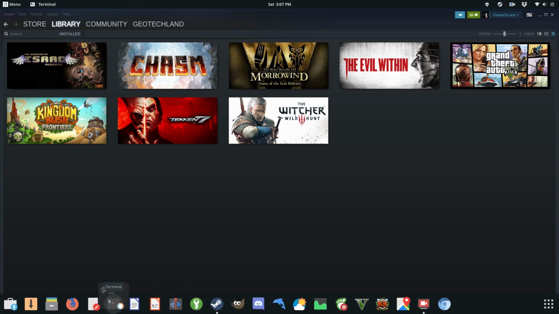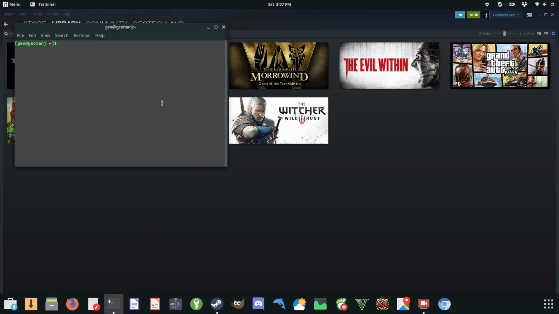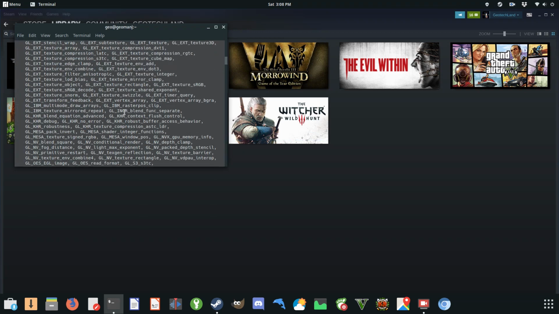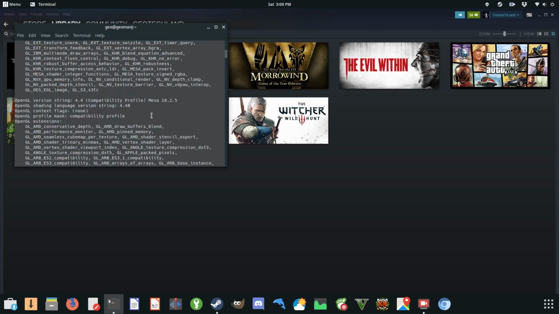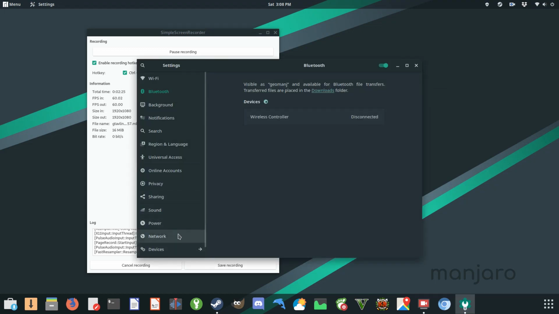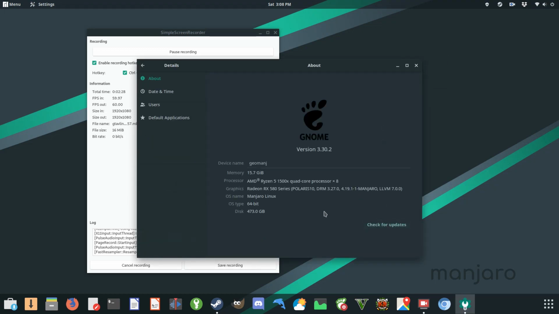And on that note, let's review the specs I'm running. Of course I'm running Manjaro 18.0, this is kernel 4.19, and let's check what I've got here for Mesa drivers. I'm running Mesa 18.2.5, and I have my specs listed down below, but it never hurts to take a peek here. So this is what I'm running in case you were curious.